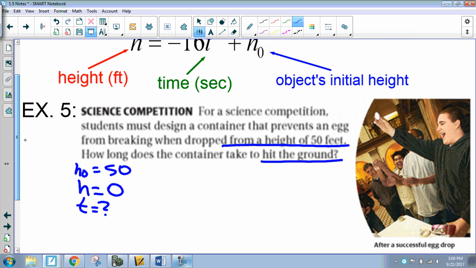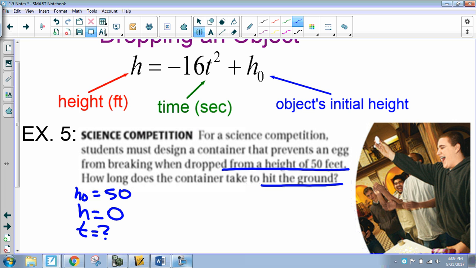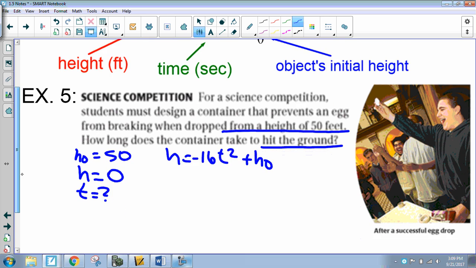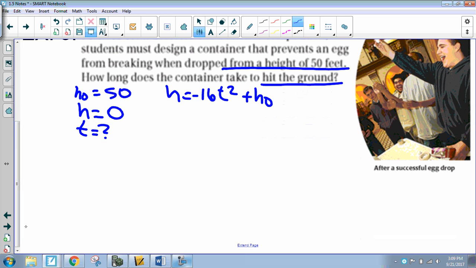So here's our formula again. h equals negative 16 t squared plus h naught. So let's plug in what we know. We know we want to find where the height is 0. So when it hits the ground, how long was it in the air? 0 equals negative 16 t squared plus h naught, which is 50.